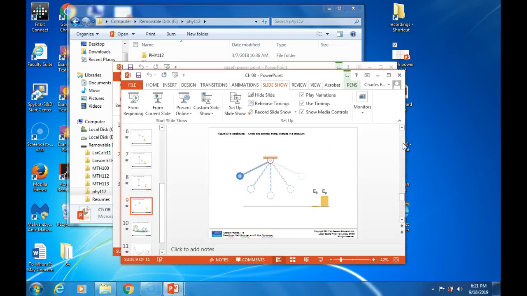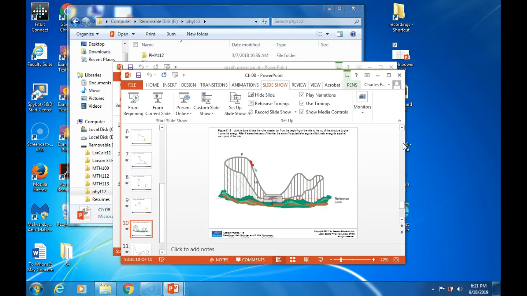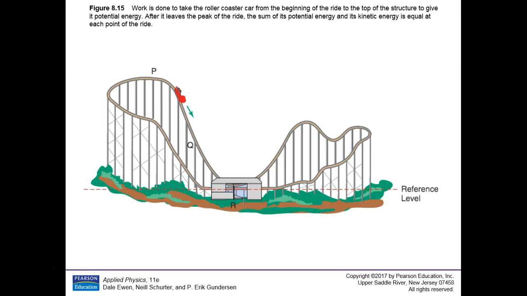Let's move on. Now we'll get to that slide we've seen a couple of times here, and that is the work done by a roller coaster. Where is the greatest potential energy of this roller coaster? Up there at P. Now, I don't know exactly how roller coasters work, but I believe they have some sort of chain mechanism, and some motor is pulling you up until you get to that point. And at that point, they let you go.